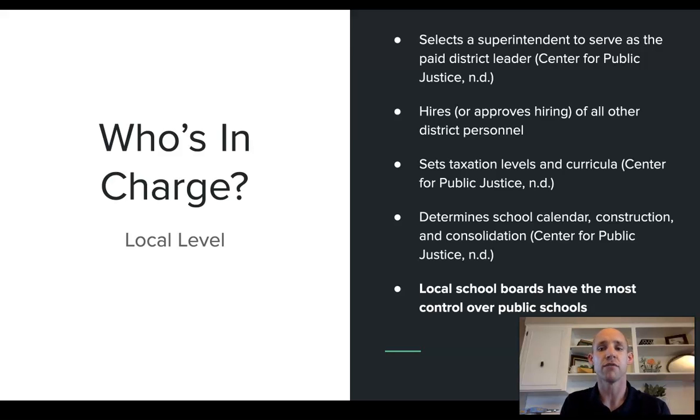They set taxation levels and curriculum. They determine a school calendar, construction projects, consolidation. Pretty much any major decision about a local school runs through the school board, and they clearly have the most control over public schools.